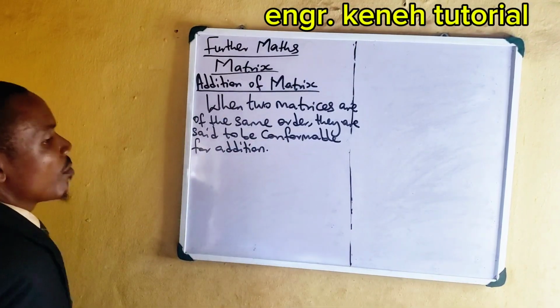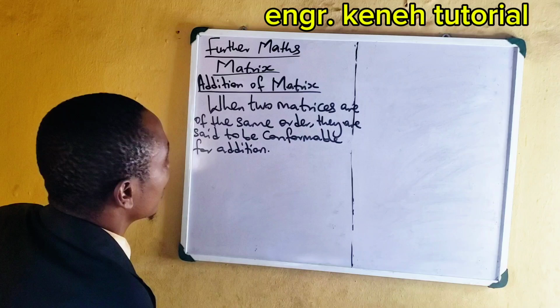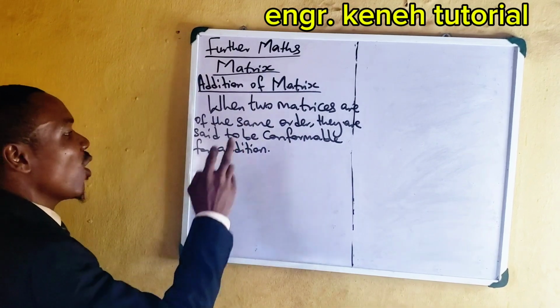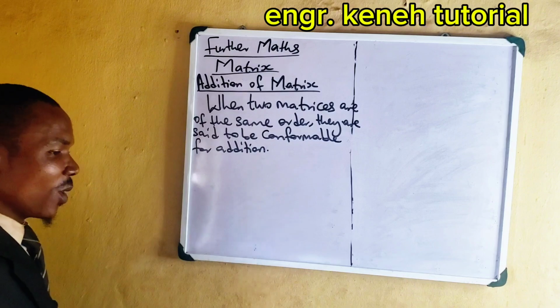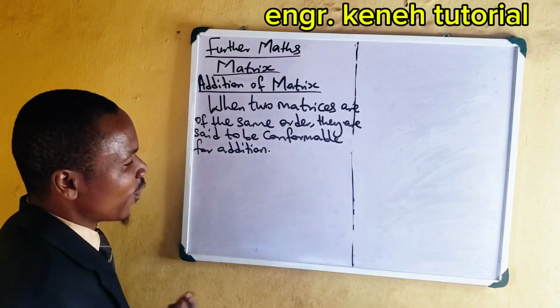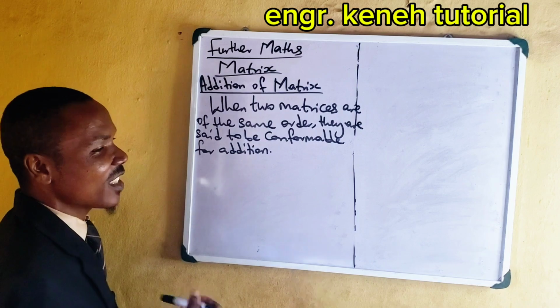All right, before we can add two vectors, we have to make sure that they are conformable for addition. Conformable for what? Addition. When you hear conformable for addition, what does it mean? It means that they should have the same order.